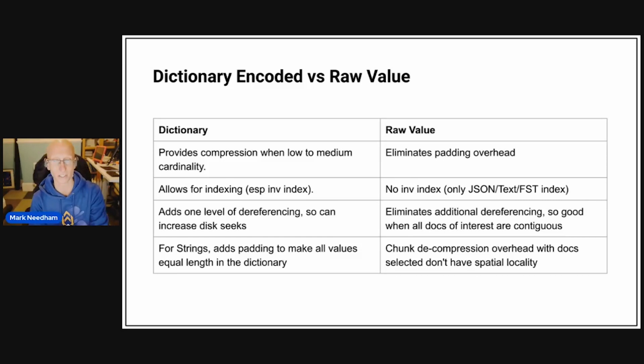You can't use some of the inverted indexes. There are only some indexes that you can use. But if you're wanting to just scan a column, it's pretty good. And we're sort of reducing or chunking decompression overhead, though the docs selected don't have spatial locality.